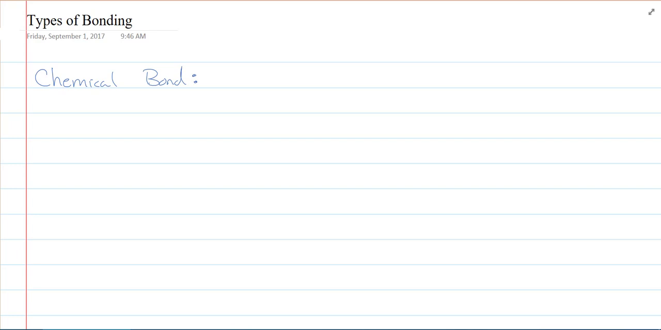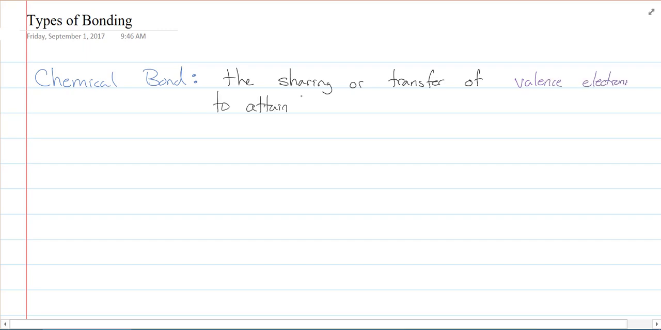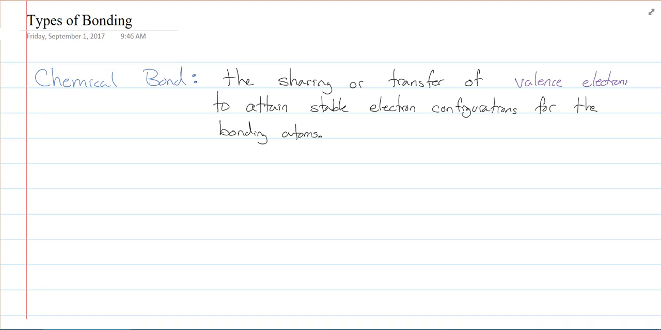So we have to define a chemical bond, of course, and this would be the sharing or transfer of usually its valence electrons to attain stable electron configurations for the bonding atoms. Right? The key word there is isoelectronic. We want to be isoelectronic, of course, with a noble gas.